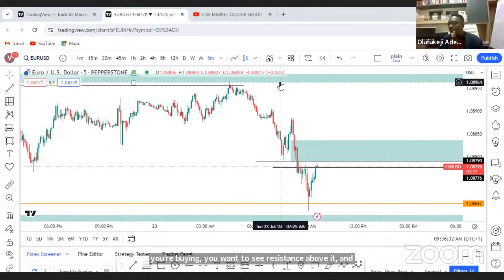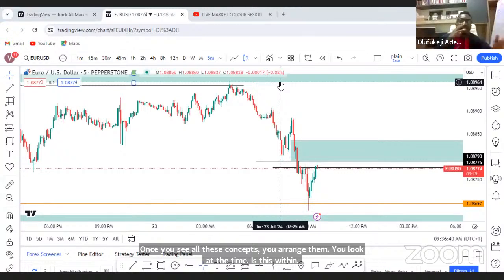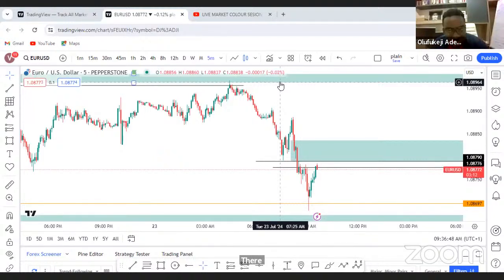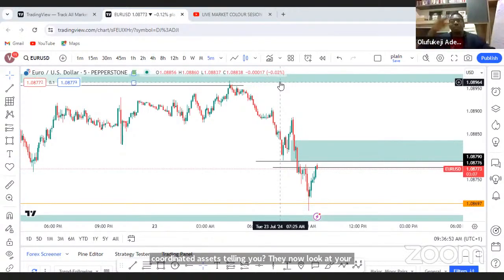Once you see all these concepts, you arrange them. You look at the time. Is this within the time where there is volume, between 7:30 and about 10:30? Then you look at your sentiment. What are the correlated assets telling you? Then you look at your risk to reward. You avoid plenty of trades. If possible, you want to take one trade per day or per 2 days, so the risk to reward will be in your favor. And then you look out for news. Is there any news coming out that will destroy your sentiment for that day? Once you have those things lined up, you take your trade.